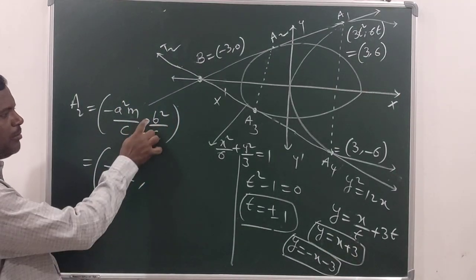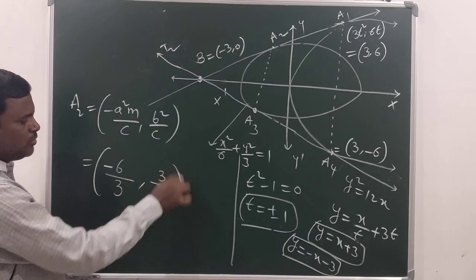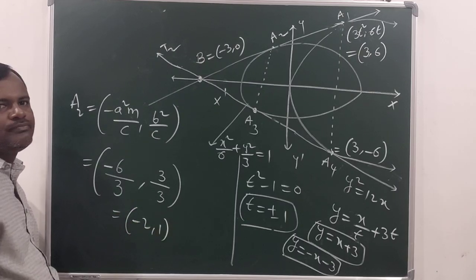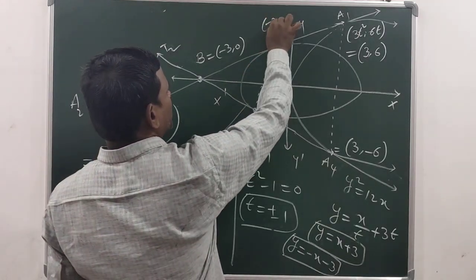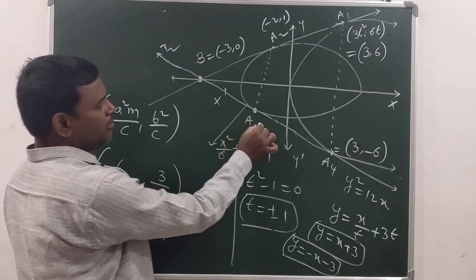So now come here, b square value 3 and C value 3. So if you simplify this, it is going to be minus 2 comma 1. It belongs to the second quadrant. So A2 coordinates you got minus 2 comma 1. Now similarly write the A3 coordinates.